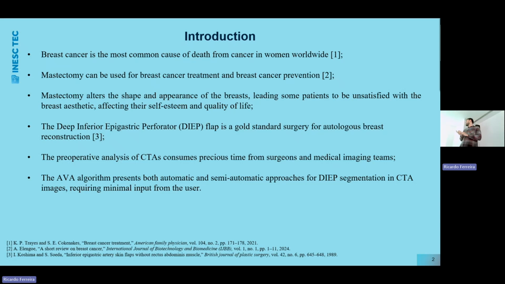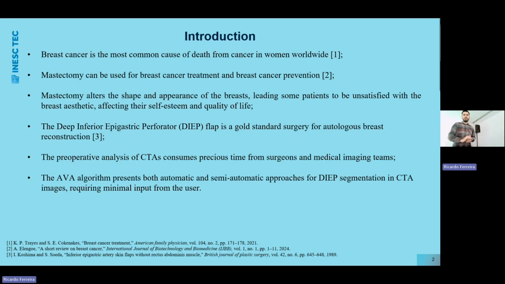A way to prevent this is to make a breast reconstruction, and a possible breast reconstruction, a gold standard, I would say, surgery is the deep inferior epigastric perforator flap. It basically takes tissue from the abdomen part of the patient and puts it on the breast. But it needs to be specific for the patient. We need to analyze the perforators to see if they are good enough to take them from the abdomen to the breast. If they are not, it's not applicable.